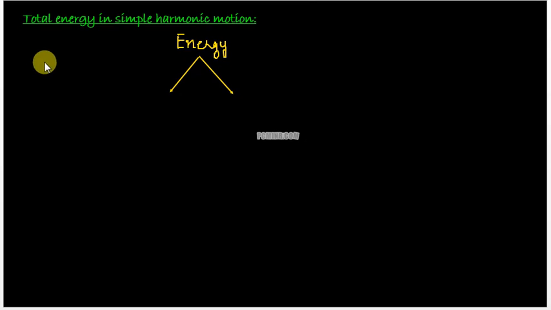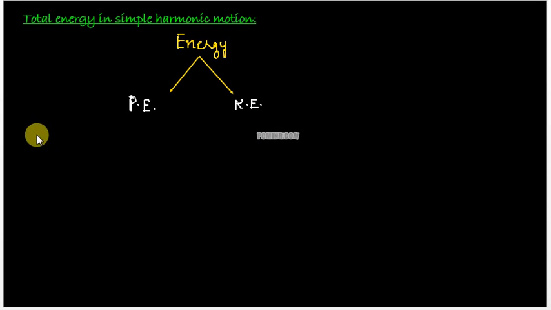Now, how can we find out the total energy in simple harmonic motion and show that it is constant, or that it obeys the law of conservation of energy? First of all, a particle executing simple harmonic motion possesses two types of energy: the potential energy and the kinetic energy. We have to prove that the sum of the two remains constant.